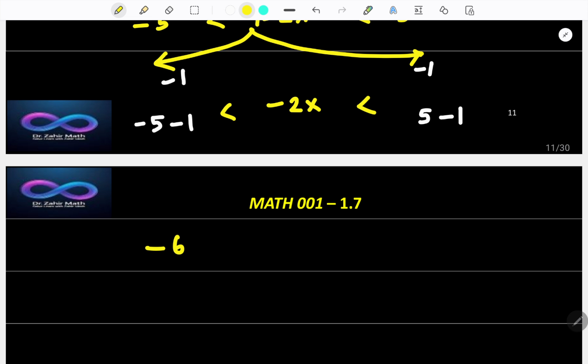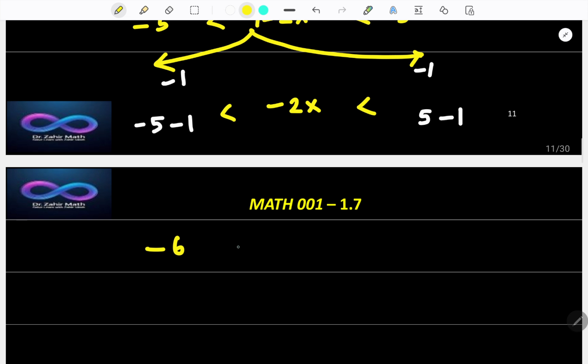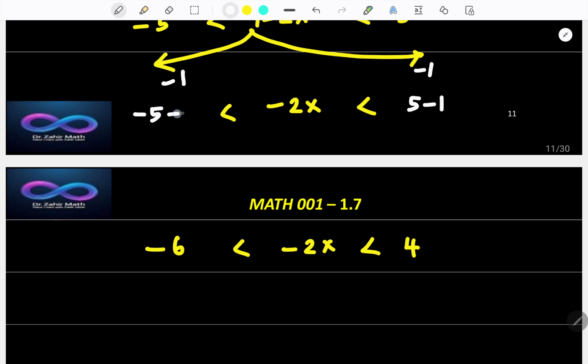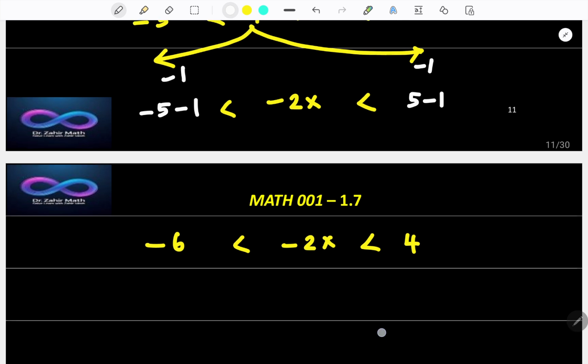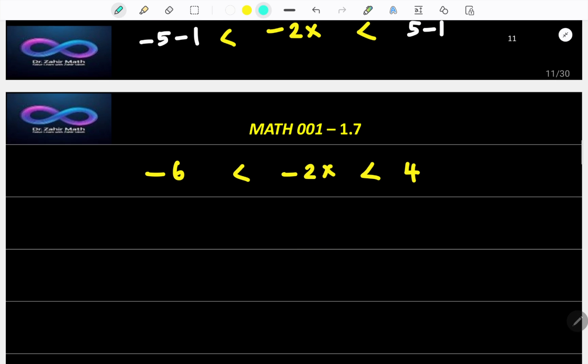Minus 5 minus 1 is minus 6, then less than minus 2x, and then less than 5 minus 1, which is 4. Let me write this in the correct position, a little bit further down. Minus 5 minus 1, and 5 minus 1. Now it's nice.